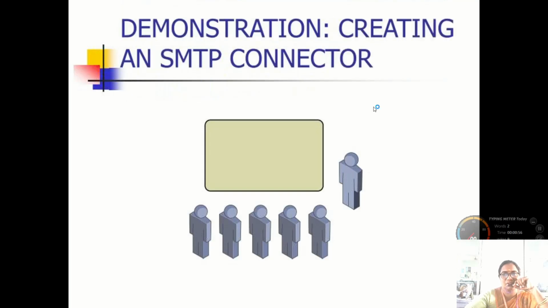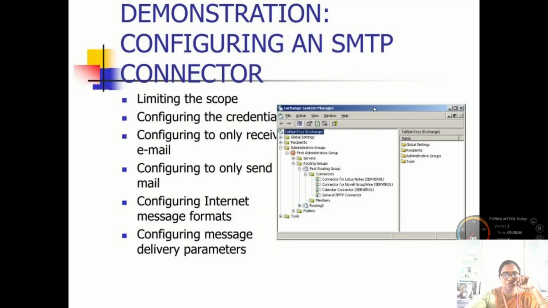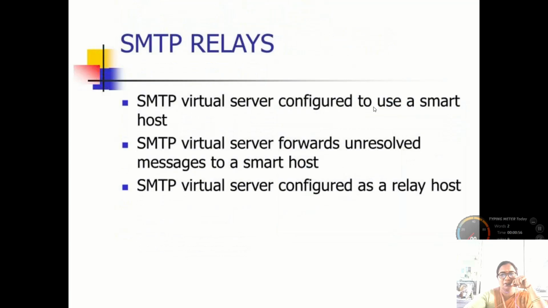Demonstration: creating and configuring an additional SMTP virtual server. Demonstration: creating an SMTP connector. Demonstration: configuring an SMTP connector, limiting the scope, configuring the credentials, configuring to receive only email, configuring to send email, configuring internet message formats, configuring message delivery parameters.